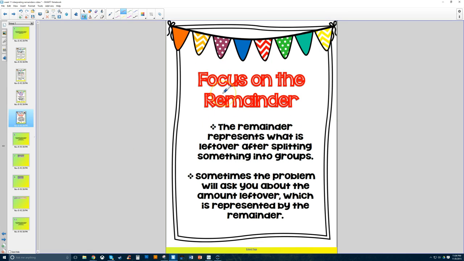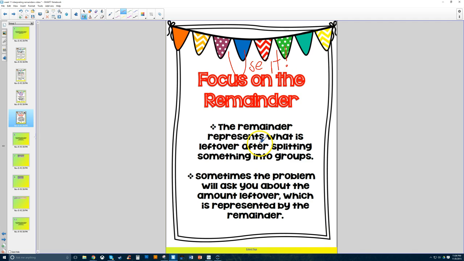And the last one is the easiest one when you're interpreting remainders, because it's not really actually an interpreting of a remainder. It's just actually using the remainder. So I would like to call this just use it. They say focus on the remainder. It's just kind of simple. Just think about using it.